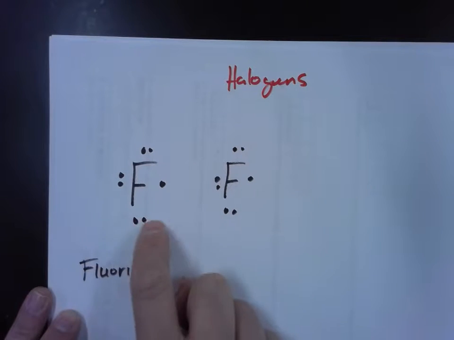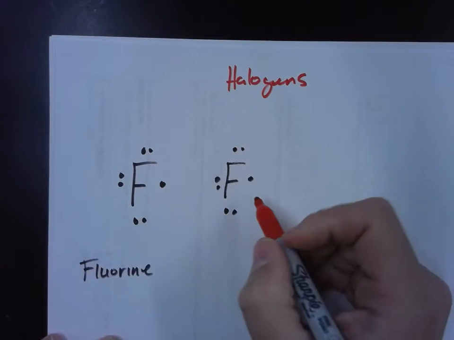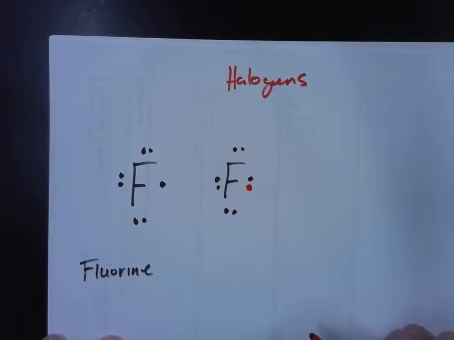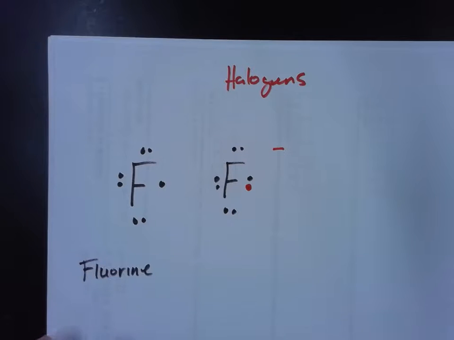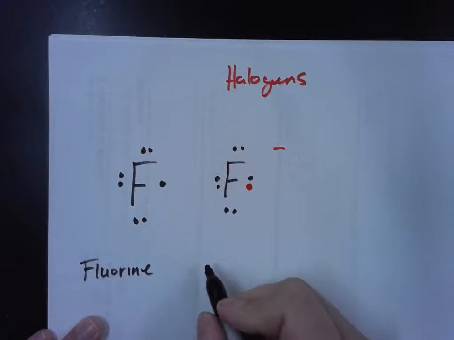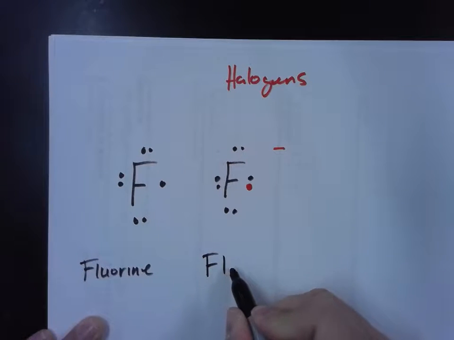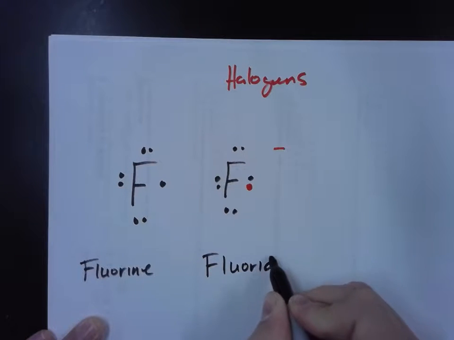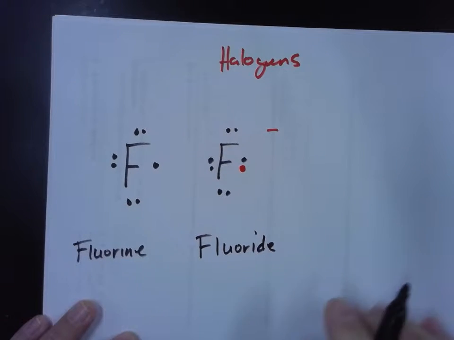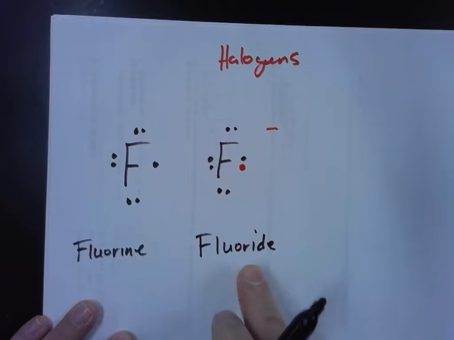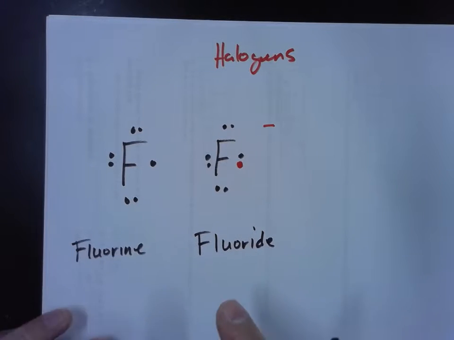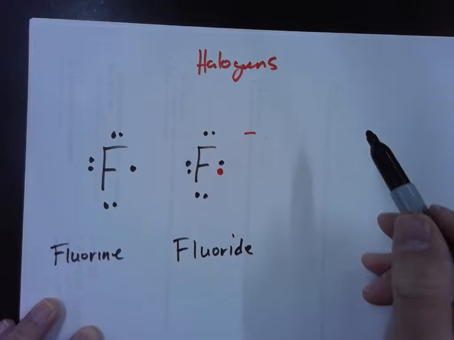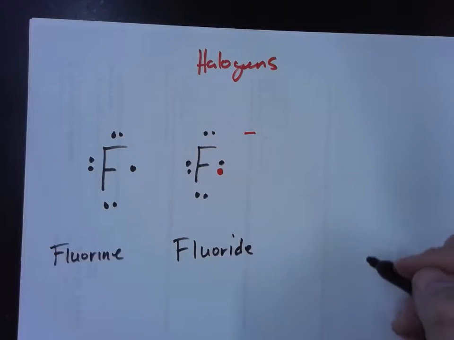That's fluorine. If fluorine picks up an extra electron like that, it has a charge. It becomes an ion, right? Because it just picked up that extra electron. And what we call it is fluoride. Its name changes to fluoride. It's no longer fluorine, it's now fluoride, and it's not dangerous anymore. We can use it in our toothpaste. Well, the same applies for the rest of the halogens.